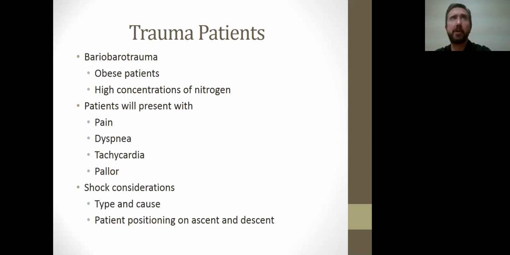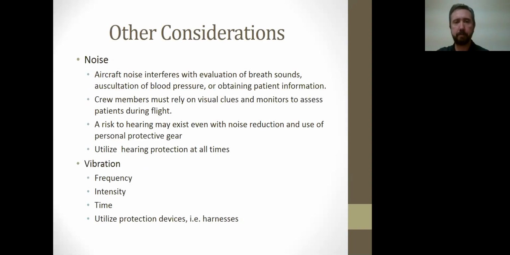Again, concerning our trauma patients, some miscellaneous items such as the bariatric trauma, as I mentioned, these obese patients. They need high concentrations of oxygen to wash out the nitrogen, okay? Most of these patients in trauma will present with pain, compensatory actions, paleness. Those are some things to watch for. Shock considerations, remember patient positioning on ascent and descent for the gravitational forces that are at play.